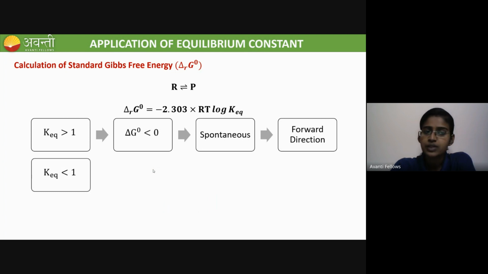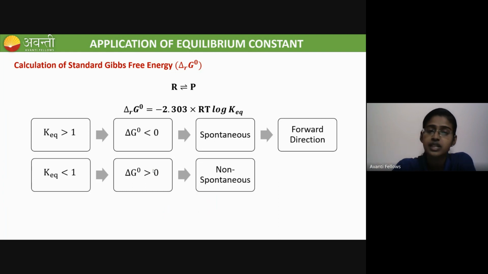If K eq is less than 1, then obviously delta G will be greater than 0. In that case, delta G will have a positive value. If it has a positive value, then the reaction is non-spontaneous in nature. If it is non-spontaneous, then the backward reaction has to occur, in the backward direction.